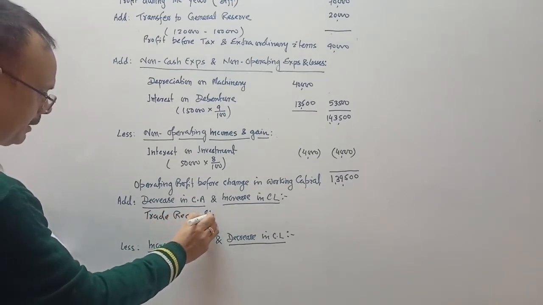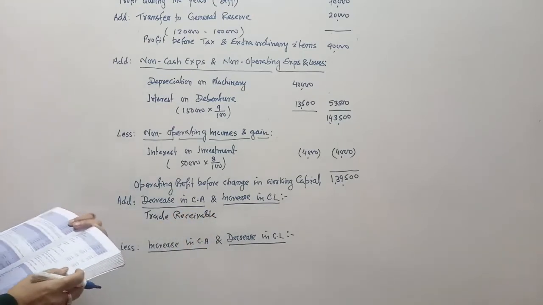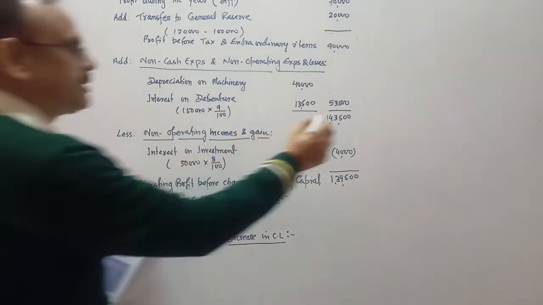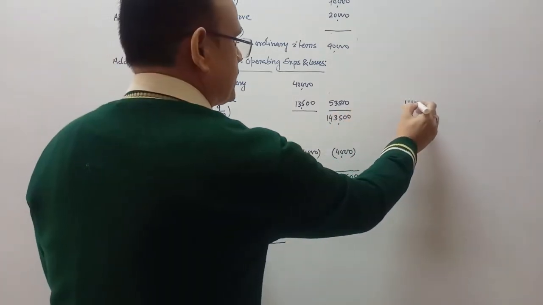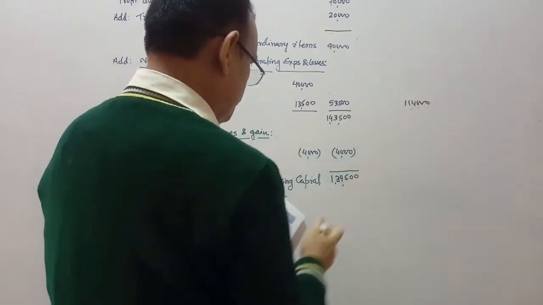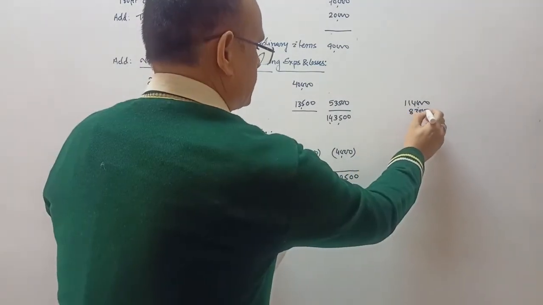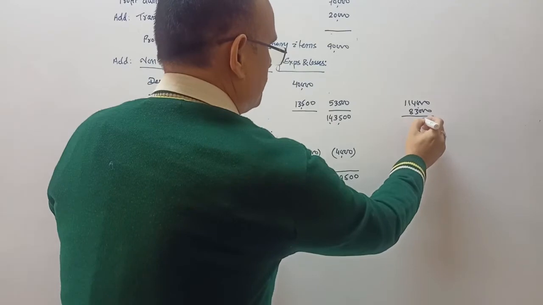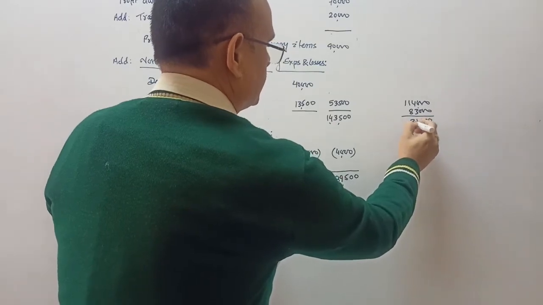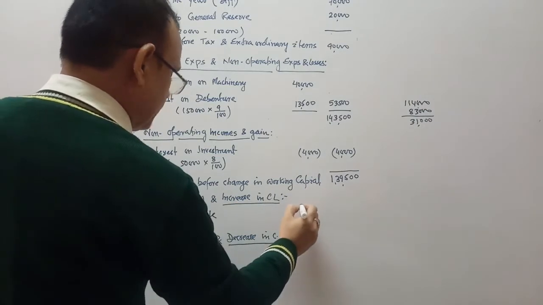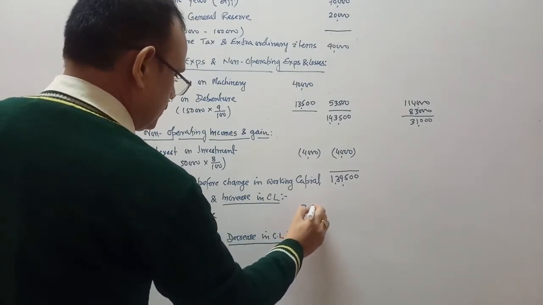So trade receivable is decreased. Decrease in current assets we will add it. It is decreased by how much amount? It is 1,14,000 last year, and this year it is 83,000. So it is decreased by 31,000. So 31,000 we will add it.